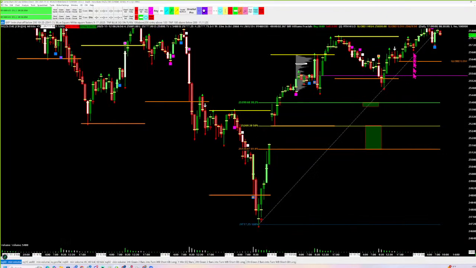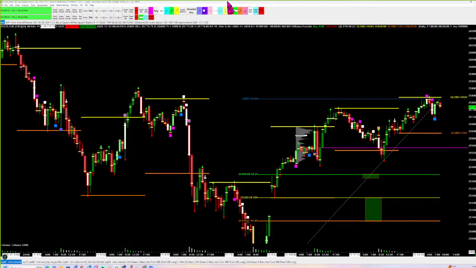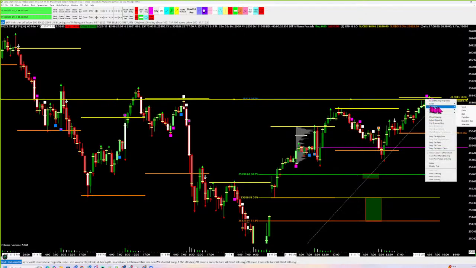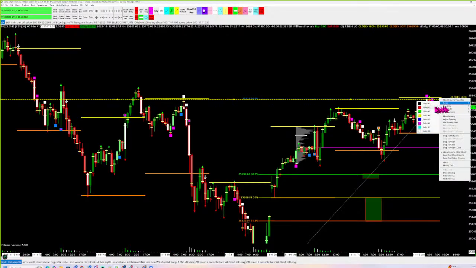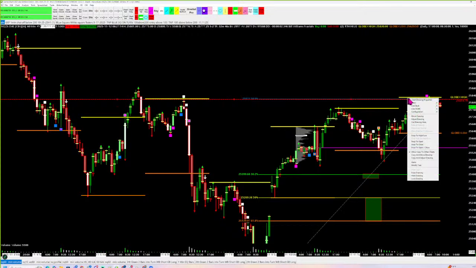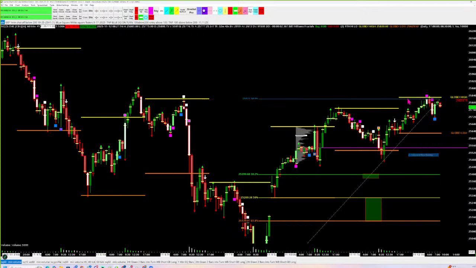You have overnight point of control right there. You have Asia first hour point of control right there. You will see that acted as support. See how they got above it, backside tested it, and went.